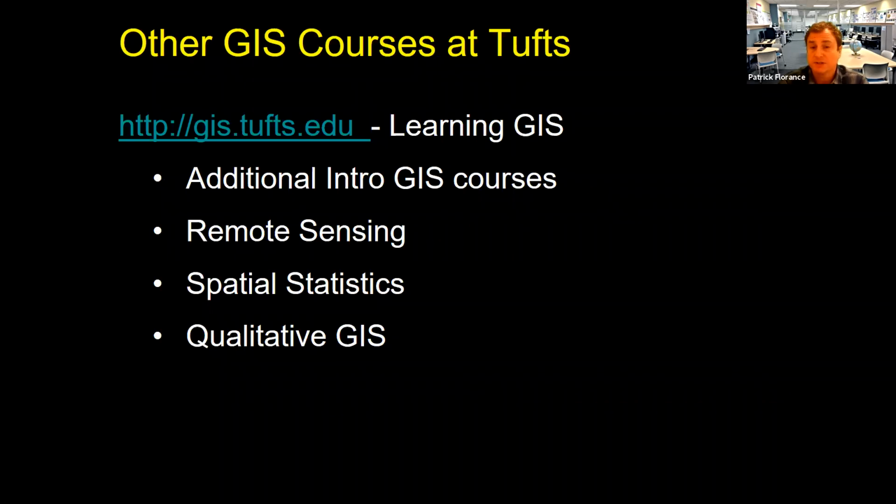Now, there are other GIS courses at Tufts. If you go to gis.tufts.edu and go to Learning GIS, that's a list of all the GIS courses at the university. There are additional intro GIS courses in different schools, nutrition, arts and science, etc. There are also courses in remote sensing, which is the use of satellite imaging for automated mapping and analysis of the Earth, especially for students interested in more environmental or natural resource-based applications. There are courses in spatial statistics, and even a qualitative GIS course. So there are other GIS courses if you can't get into this one or it doesn't fit your schedule.